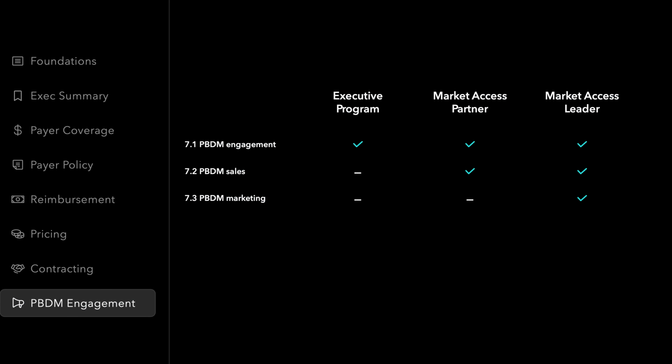Under the population-based decision-maker engagement module, population-based decision-maker engagement is lesson 7.1. We talk about what population-based decision-makers value in terms of engagement with stakeholders from the pharmaceutical industry and factors that would be important to communicate in your meetings. 7.2, population-based decision-maker sales provides a strategy on when to reach out to these stakeholders and what types of information to provide throughout the product lifecycle. In 7.3, PBDM marketing, we explore how to actually design a marketing program for these stakeholders.